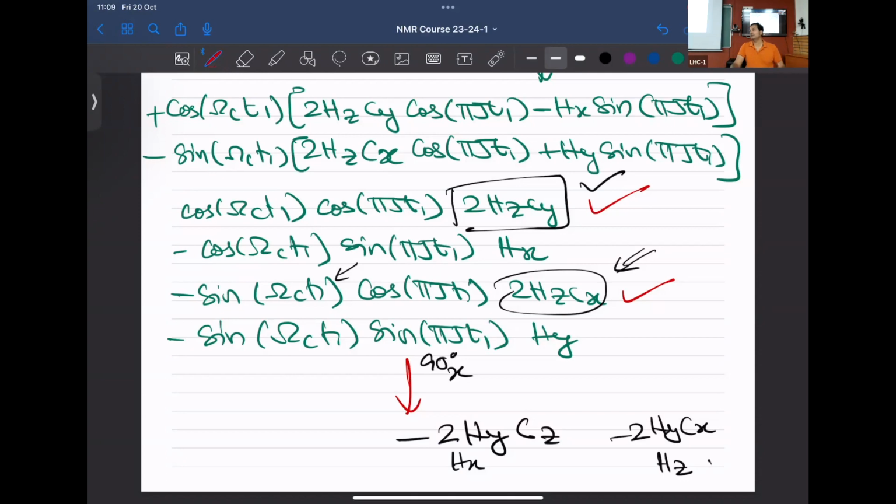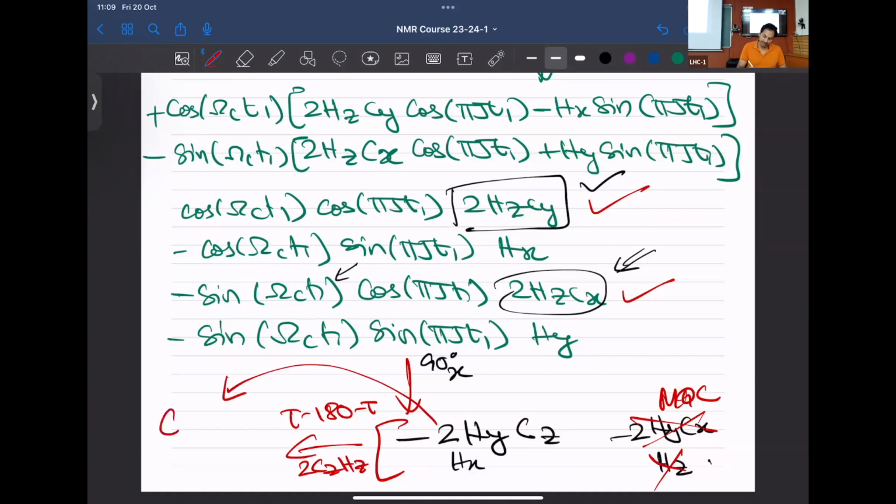No more pulses are left that will change the order of coherence. MQC won't be observable. Polarization not observable. Now you have only two terms that are present. And what is going to happen? You have a tau 180 tau, where only the 2CZHZ scalar coupling term will evolve. In which case, this will nicely refocus to CHX, while this will become antiphase 2HYCZ. Isn't it? When you allow for evolution, you realize that this becomes an antiphase term, while on the other hand, you have a nice in-phase term that you could use for decoupling.